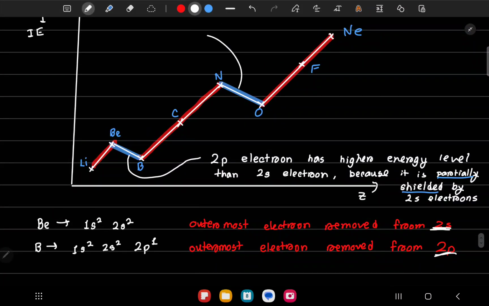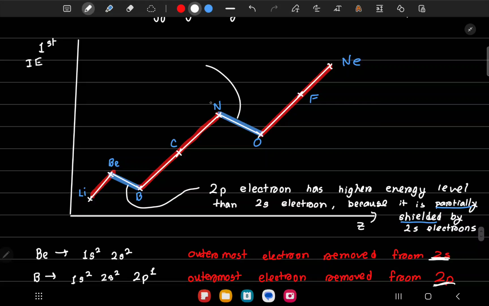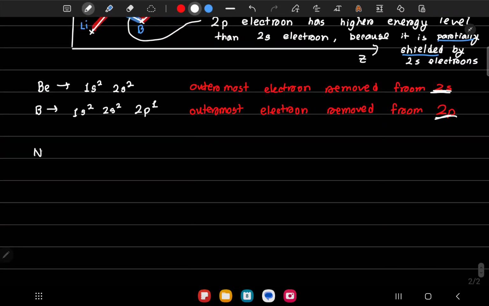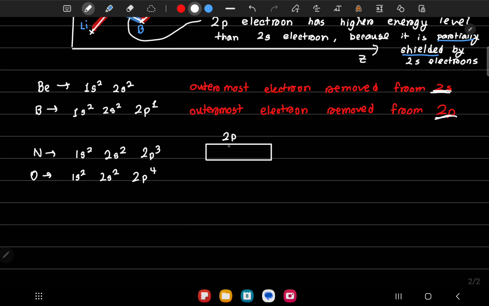And now for the second exception in this trend, which is between nitrogen and oxygen. Nitrogen is 1s2, 2s2, 2p3, while oxygen is 1s2, 2s2, 2p4. So the difference is in the 2p subshell. If I draw the 2p subshell for both of them, this is the 2p. For nitrogen, this is the 2p subshell. And for oxygen, we have this.